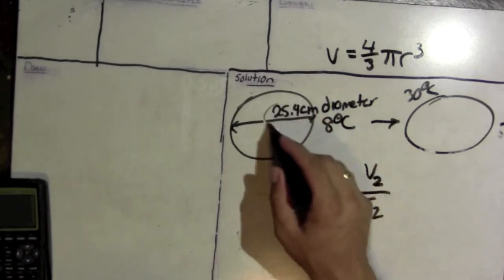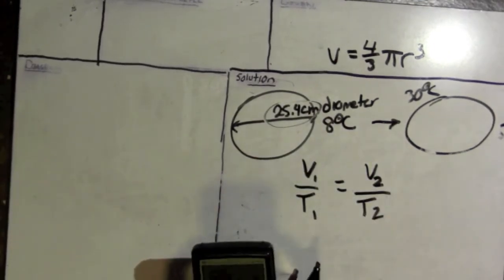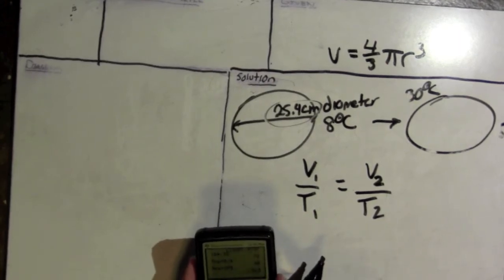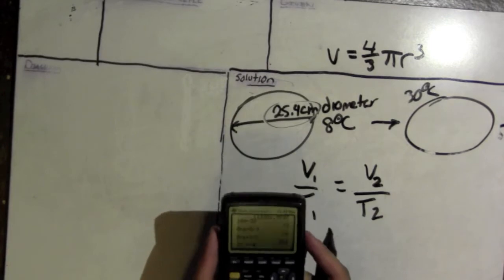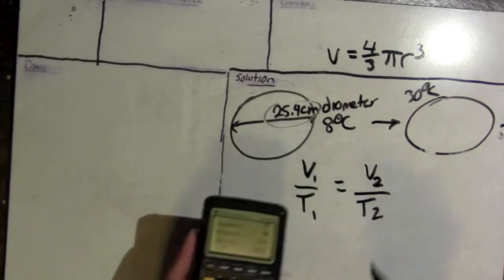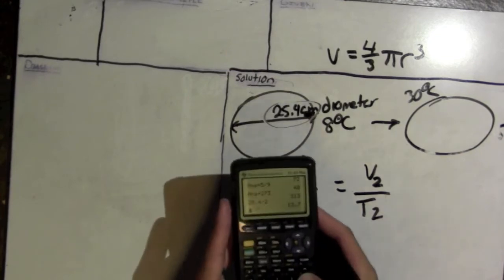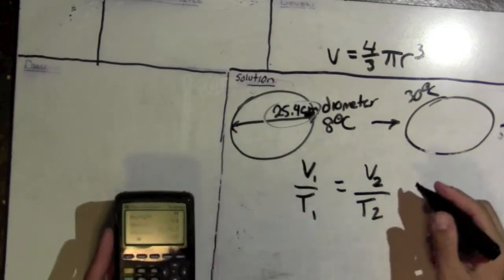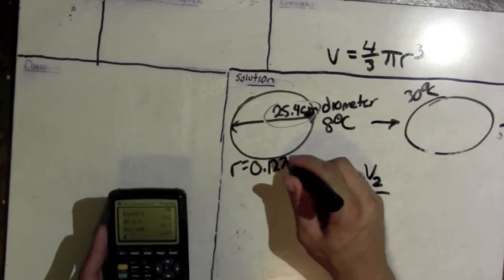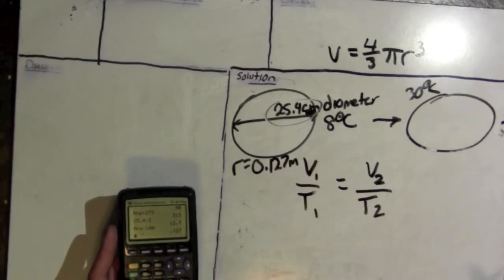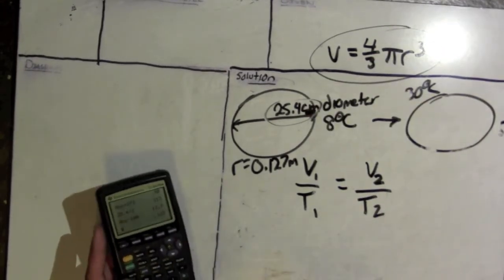So we're going to take this value right here. We're going to divide it in 2 because it's the diameter. So if we divide the diameter by 2, 25.4 divided by 2 is 12.7. But remember, that's in centimeters. We need to be working in standard units here, so we're going to go ahead and divide it by 100. And we're going to say that the radius is 0.127 meters. That's going to allow us to go ahead and calculate what the volume is going to be.